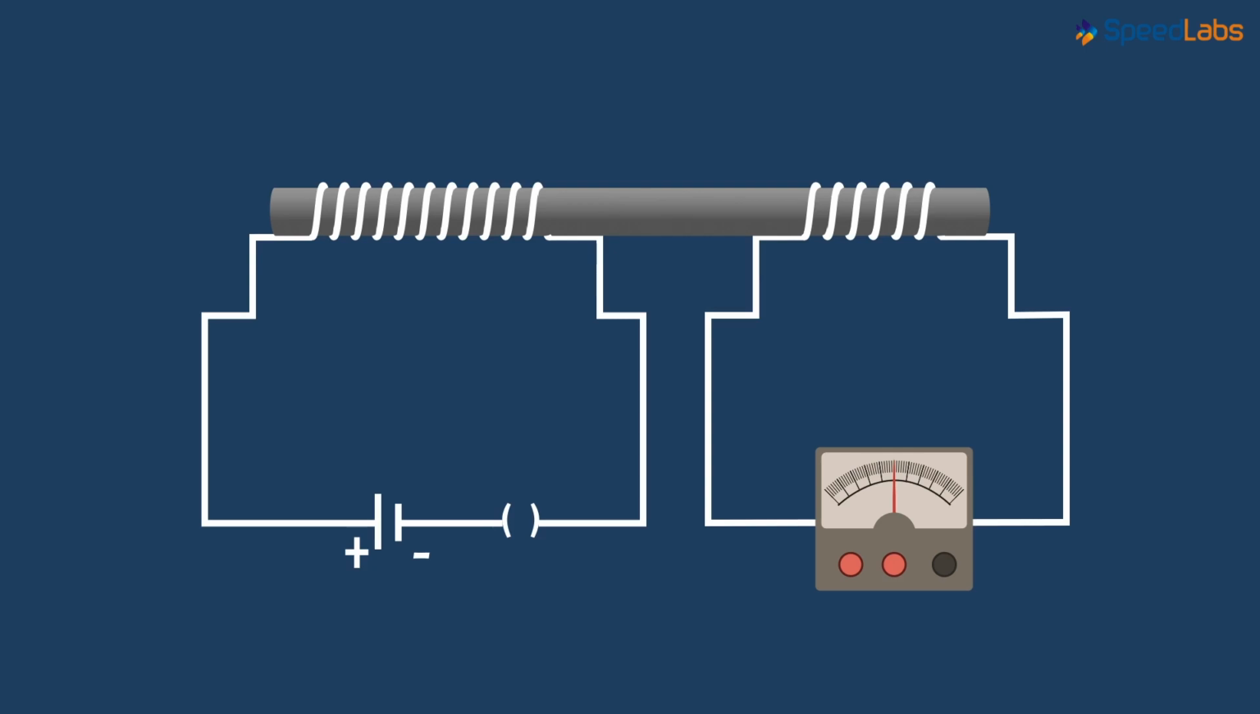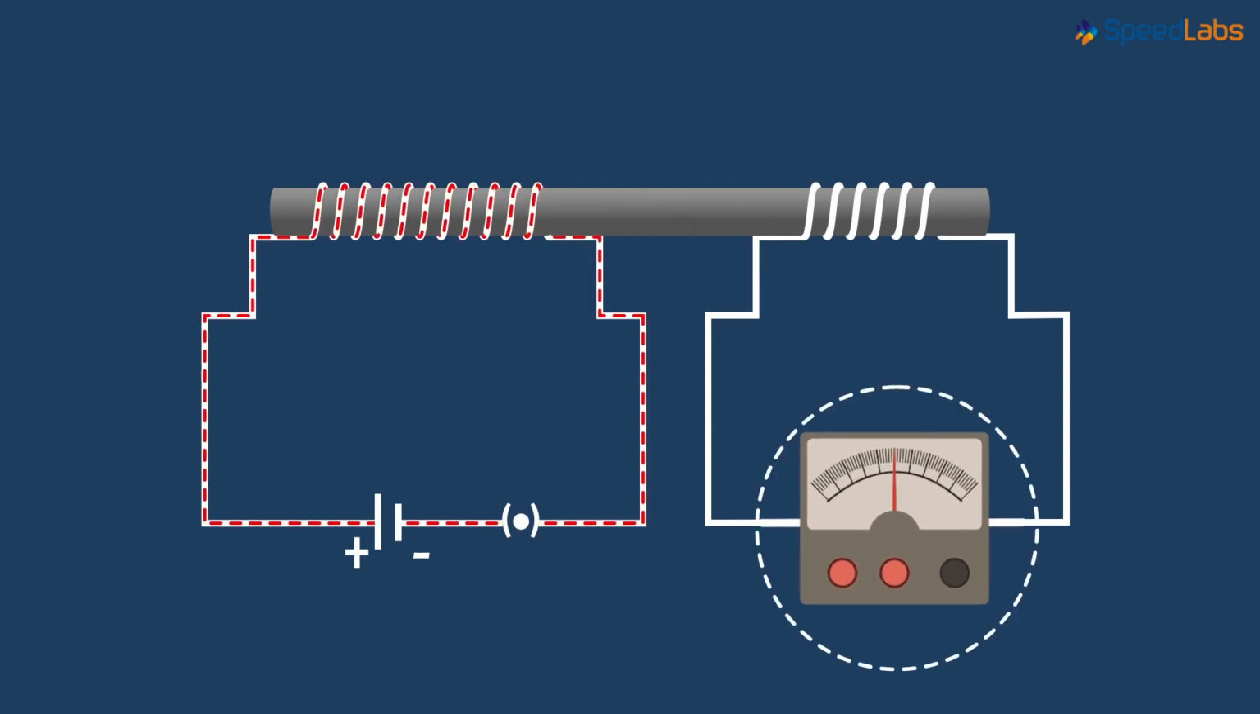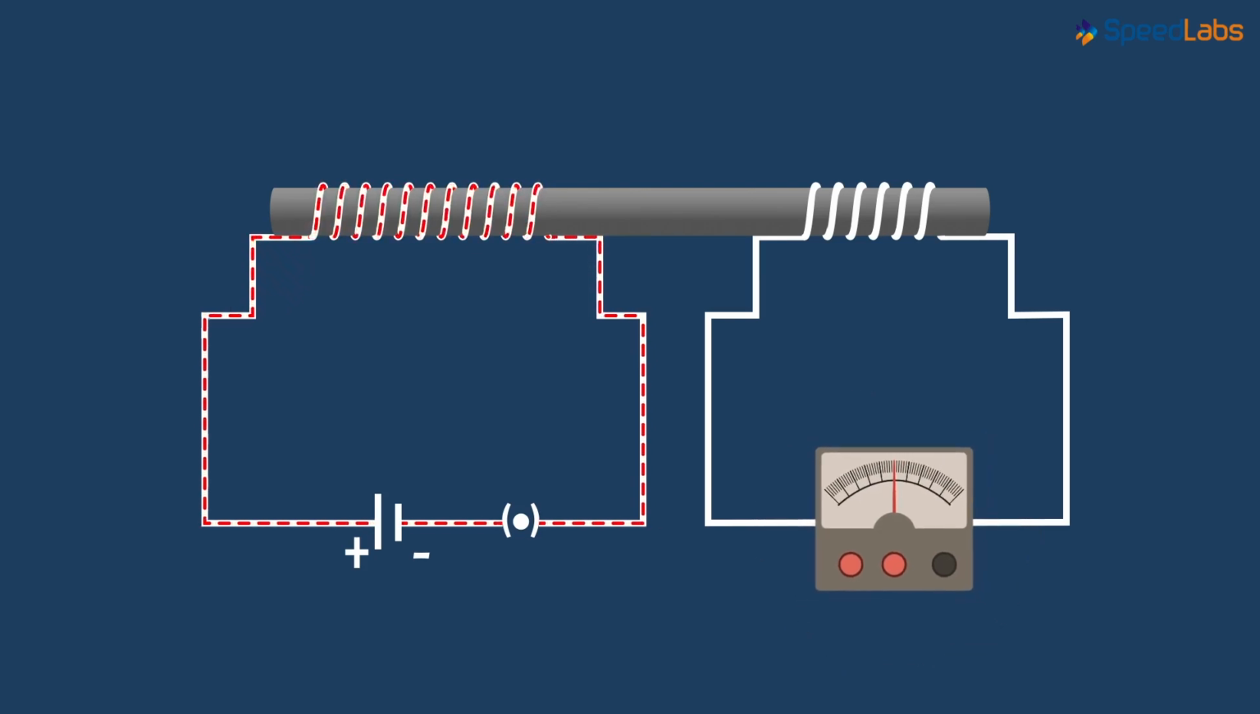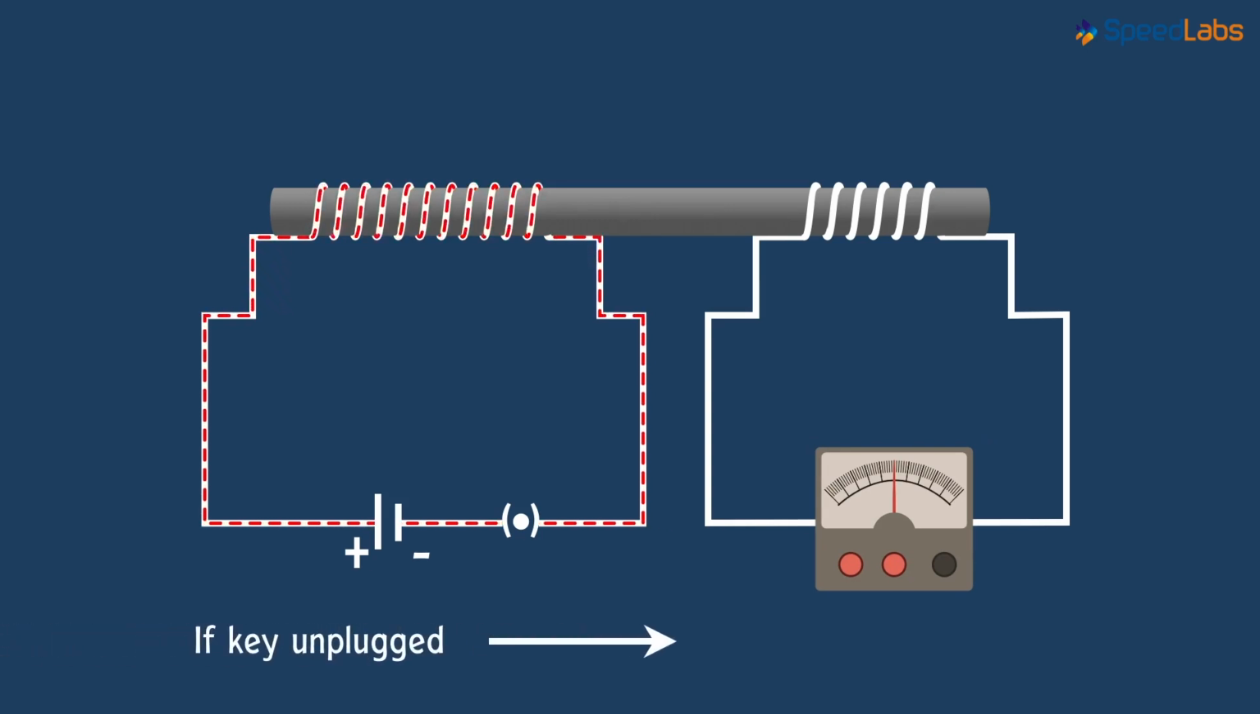To make coil 1 a temporary magnet, we plug in the key and let current pass through it. What did you notice? We saw that the galvanometer was deflected and it instantly jumped back to zero. We'll come back to this point. Now let me ask you something interesting. If we unplug this key, will we see a deflection in the galvanometer?